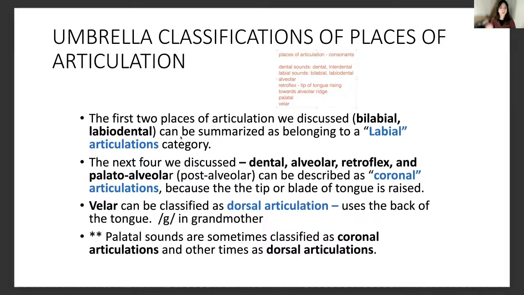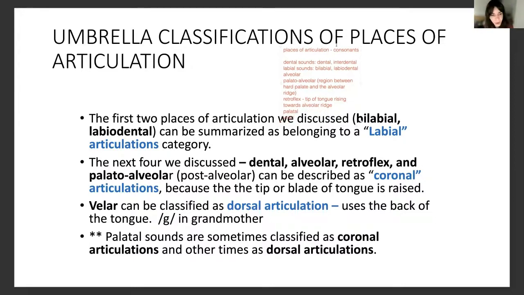All right. So the first two places of articulation we discussed, bilabial and labiodental, tend to be categorized as belonging to one category called the labial category. Now, the next four sounds that we discussed, dental, alveolar, retroflex, and palatal alveolar, which was also discussed after alveolar. So palatal alveolar is the region between hard palate and the alveolar ridge.